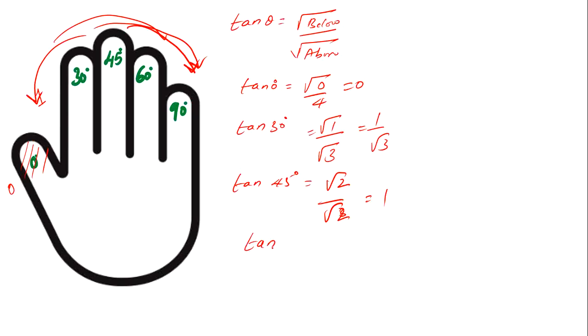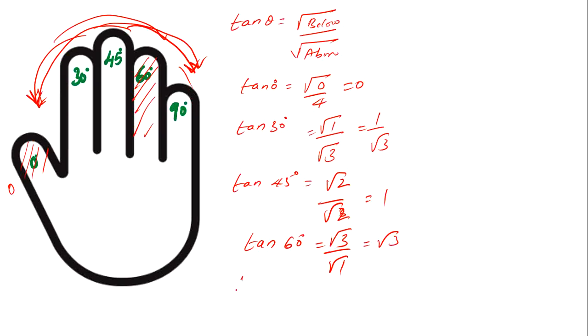Next comes tan 60 degree. For tan 60, close the ring finger. Below you have 3 fingers count and above you have only 1 finger count. So we have root 3 by root 1, which is root 3.